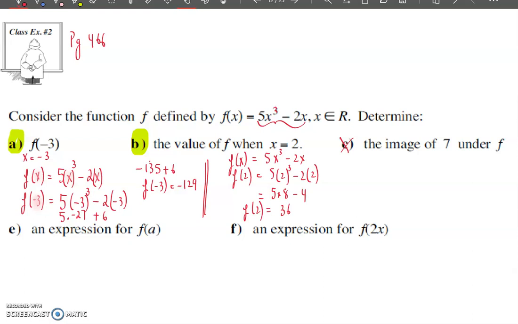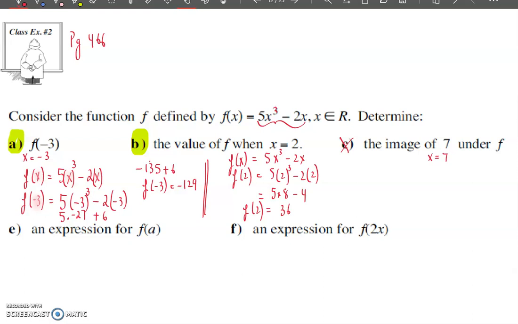You're not going to see this, the image of 7 under f. We don't use that terminology in Math 10C, maybe by the time we get to 30. But again, this is the image of x. That's really just the same way of saying x is 7 and they're asking you to find f. But we don't really use this terminology for function notation.